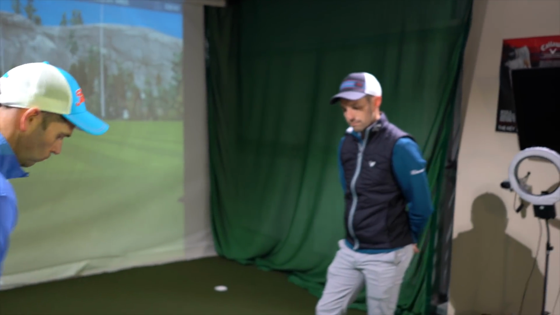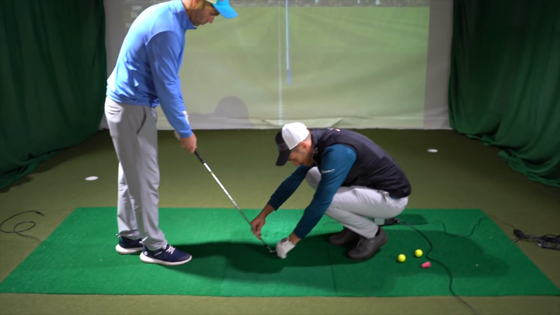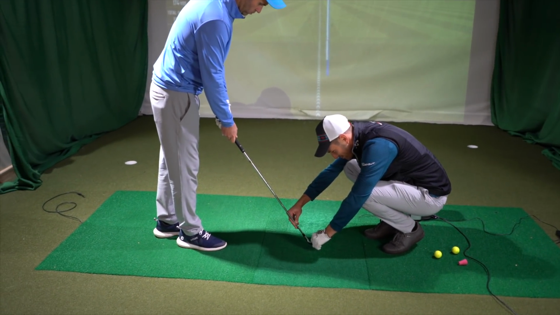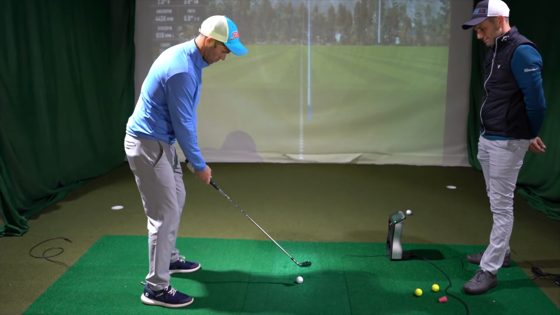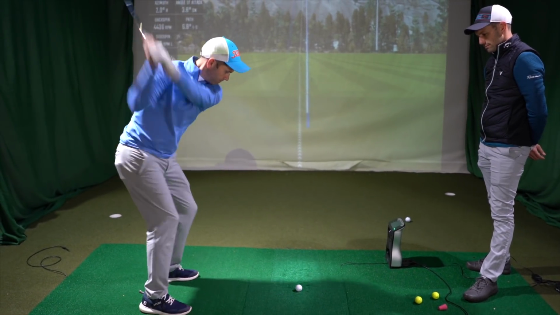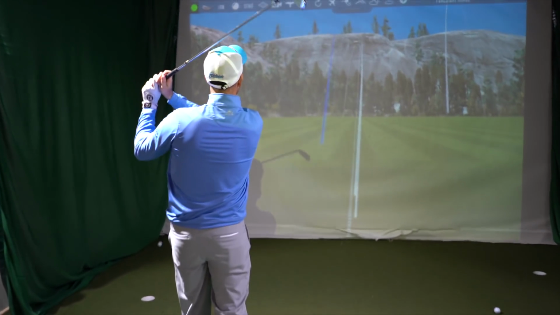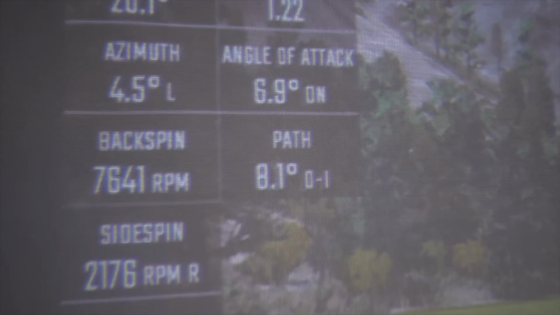So can you make him swing out to in? Yeah. You can go the other way, can't you? Now do it. Find target. Now do it. Totally different trajectories. Very different shots, but again, not far off the line. Good effort again. Oh, wow. 8.1. And now your path is out in 8.1.